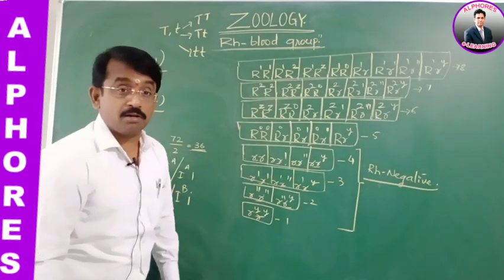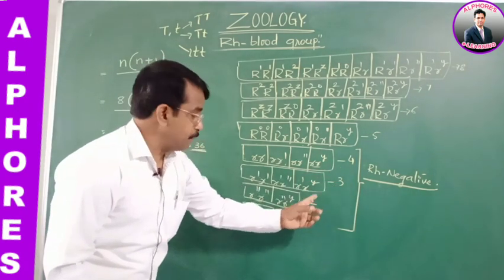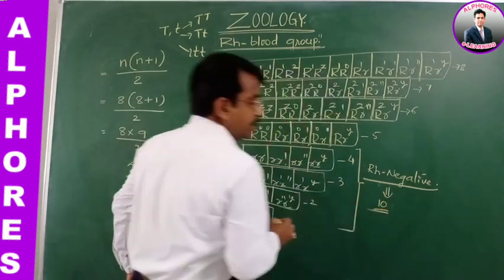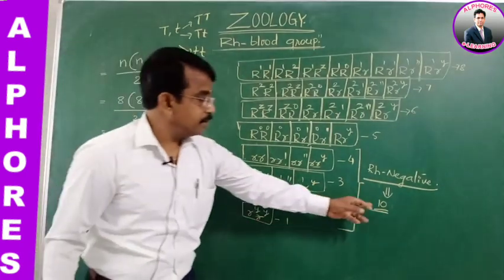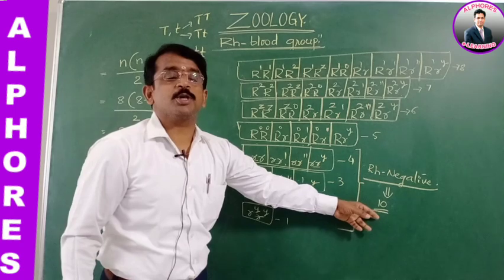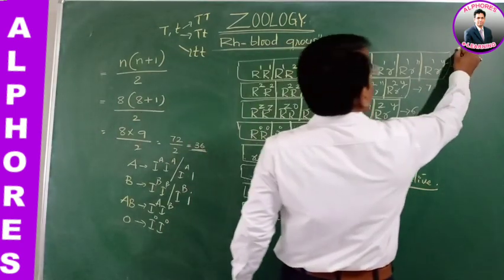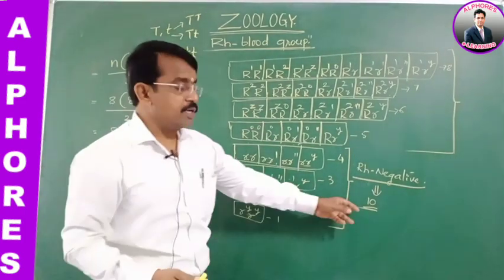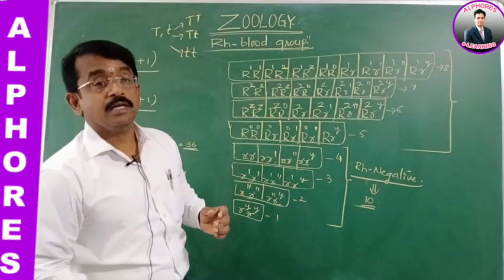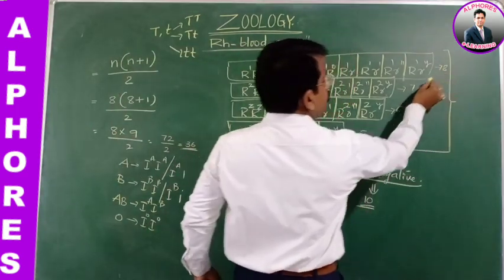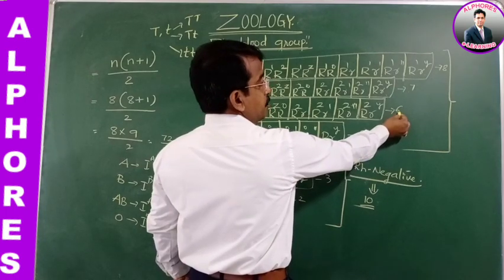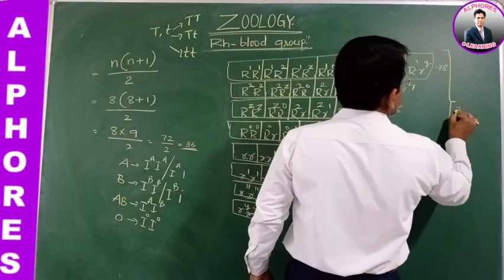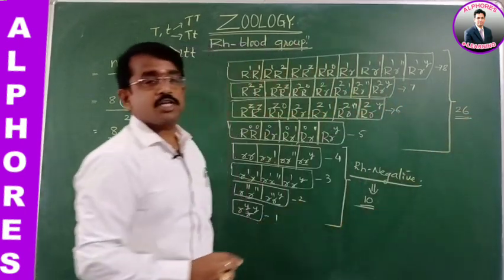How many are Rh negative? 4 plus 3 is 7, plus 2 is 9, plus 1 is 10. So Rh negative will be 10. Out of the 36, the number of Rh negatives is 10, and Rh positive will be how many? Out of 36, 10 are Rh negative and the remaining 26 are 8 plus 7 is 15, plus 6 is 21, plus 5 is 26. So 26 are Rh positive.